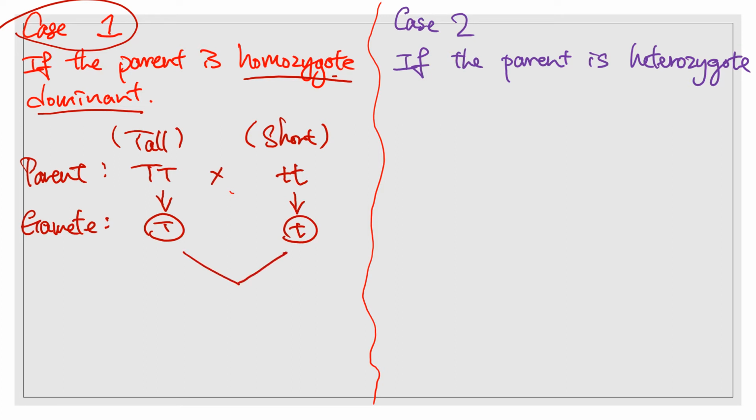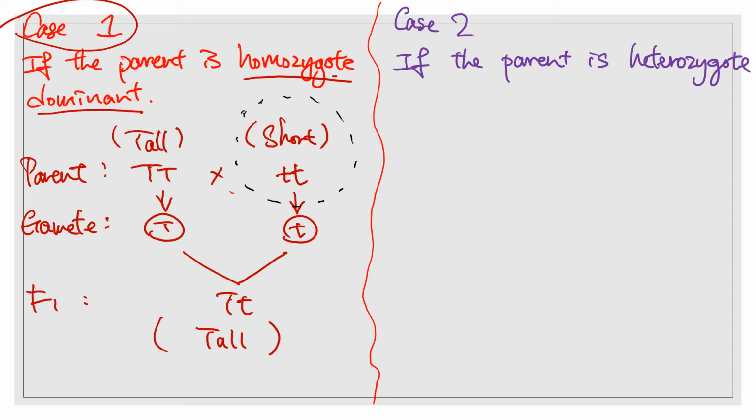After they do the fertilization, you have the F1. You'll be able to get a big T and a small t combination, and only one type of offspring will be given out, that is tall character. So this is case 1. If the parent is homozygous dominant, you will only have one type of offspring coming out when you cross it with a homozygous recessive character over here.